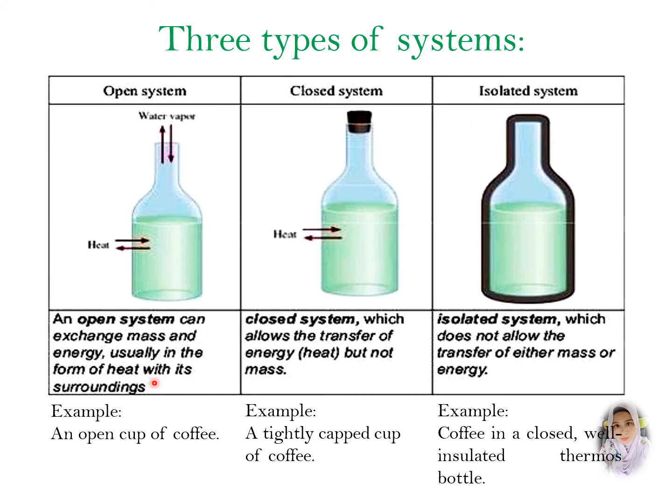An open system allows the exchange of mass and energy, usually energy in the form of heat, between the system and the surroundings. For example, an open cup of coffee. A closed system allows the transfer of energy, but does not allow the transfer of mass. For example, a tightly capped cup of coffee. An isolated system does not allow the transfer of mass or energy between the system and the surroundings. For example, a well-insulated thermos bottle.